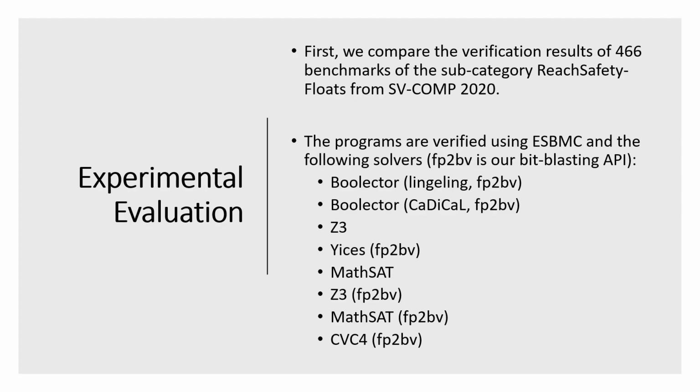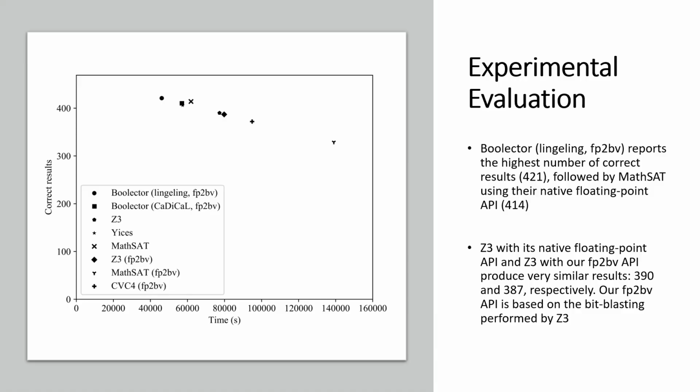Here in the list of SMT solvers, FP2BV is our bit-blasting API. So on top of using Boolector, Yices, Z3, MathSAT, and CVC4 with our API, we are also comparing Z3 and MathSAT with their native API. Boolector, using Lingeling and our FP2BV API, reports the highest number of correct results, 421, followed by MathSAT using their native floating point API, 414. MathSAT, using our floating point to BV API, presented the fewest number of correct results, 329.